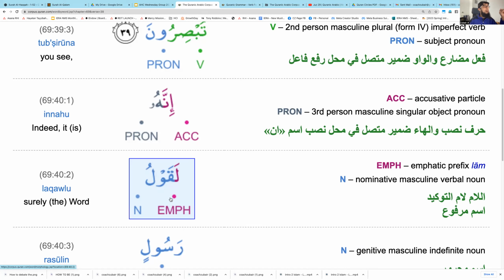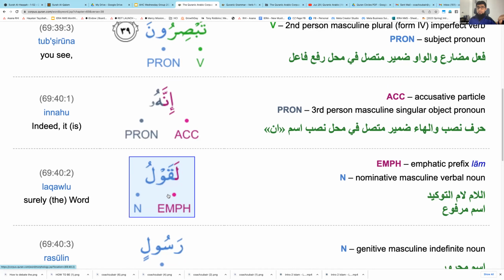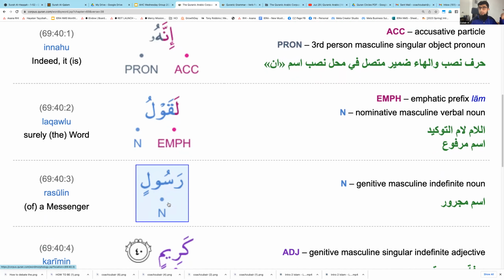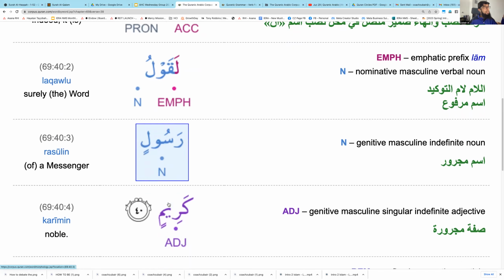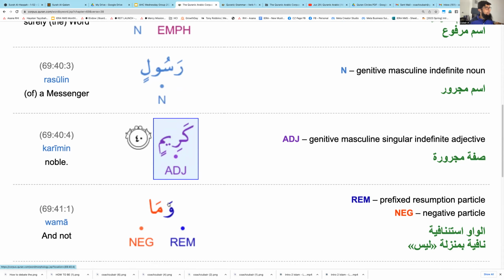Like qawlu, qawl is the word, statement. It's similar to the word qala, which we have seen several times. La qawlu rasulin. Very simple, right? From Ra, Sin, Lam, from Rasul, messenger, Kareem, noble. So these are relatively common words. If you don't know them, just focus on one verse and pick up that vocabulary.